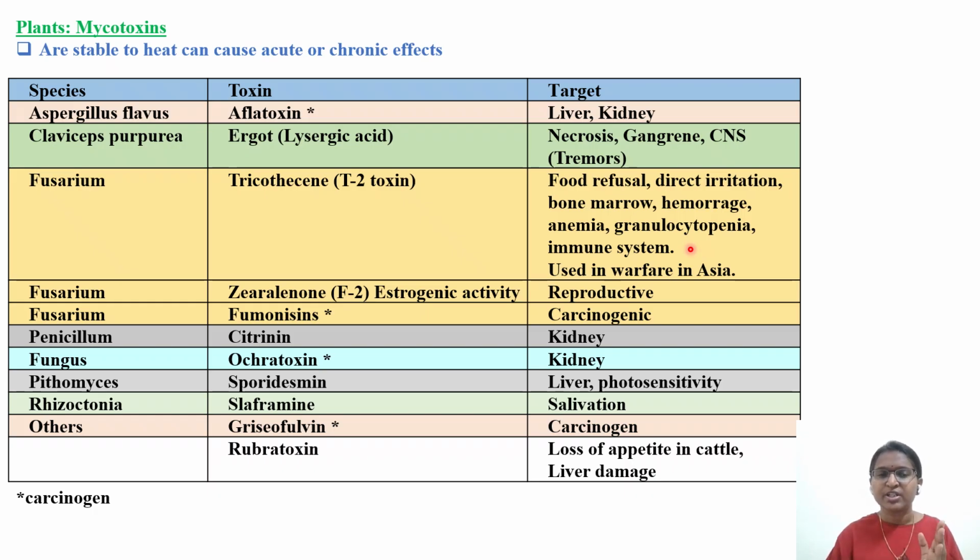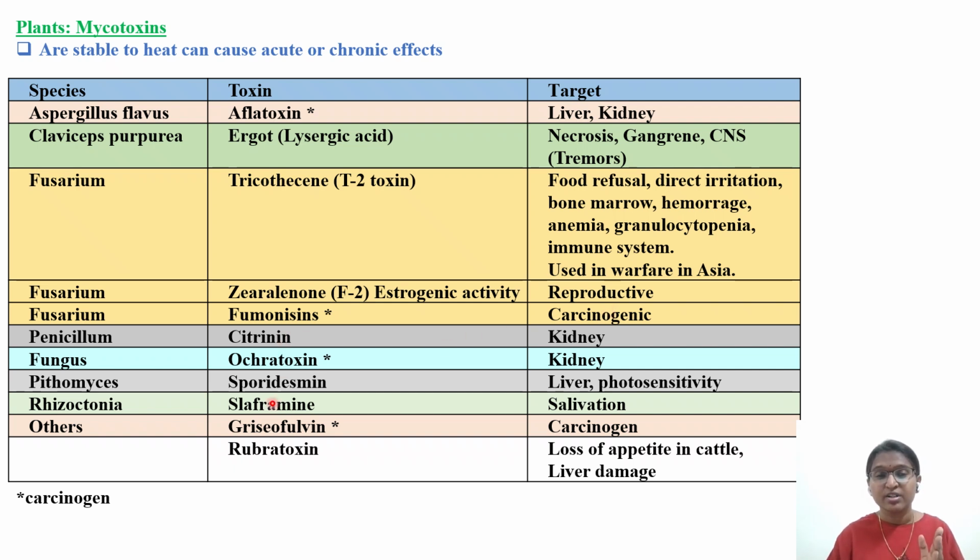Next, in addition to fusarium, we have zearalenone, which is F2, and it has estrogenic activity. The target organ of zearalenone is reproductive toxicity. And from fusarium, we are also getting fumonisins, which are carcinogenic, causing various types of cancer. So you have to remember: aflatoxin, target organ, liver and kidney. Trichothecene, target organ, granulocytopenia or hemorrhage. Zearalenone, target organ is reproductive toxicity. Fumonisin, specific target characteristic toxicity is cancer causing, right?